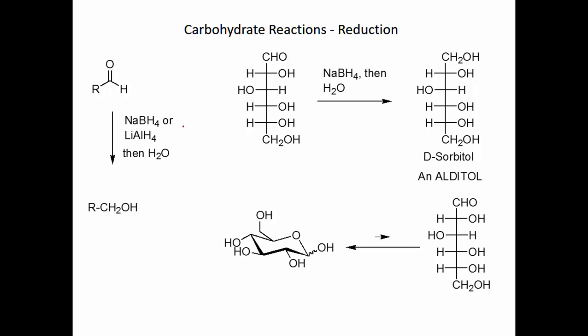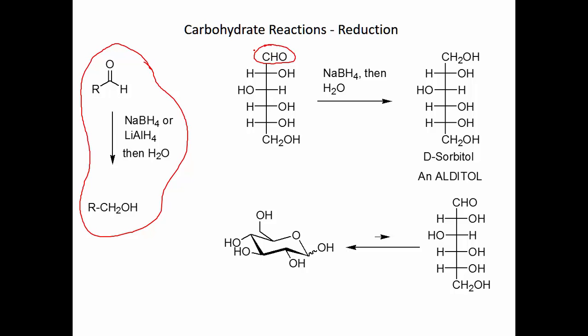Recall from a few weeks ago, or in summer school a few days ago, that you can take an aldehyde or ketone and reduce it with sodium borohydride or lithium aluminum hydride, and then work that up with water, and you'll convert the C=O into an alcohol group. Now, all the carbohydrates we've seen do have a C=O. Here's an aldehyde right here. And this aldehyde is perfectly susceptible to reaction with sodium borohydride, just like in the equation over to the left.